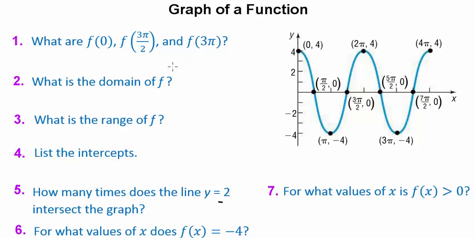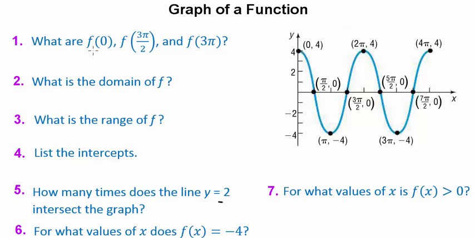So the first question is, what are f of 0, f of 3 pi over 2, and f of 3 pi? I'm using this trigonometric function. This is the cosine curve, which you don't necessarily need to know for this, but I thought it's worthwhile because you can see that it's maybe a slightly different curve or function than you're used to dealing with.